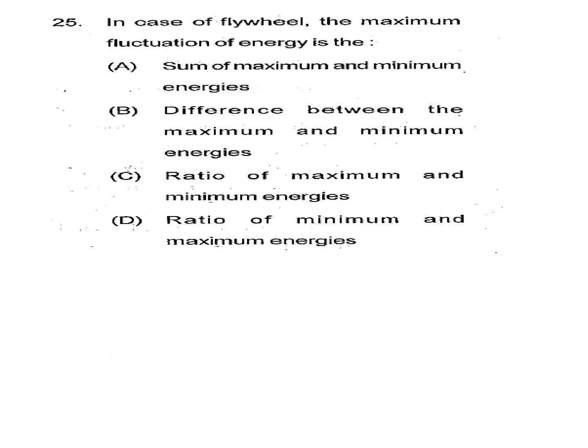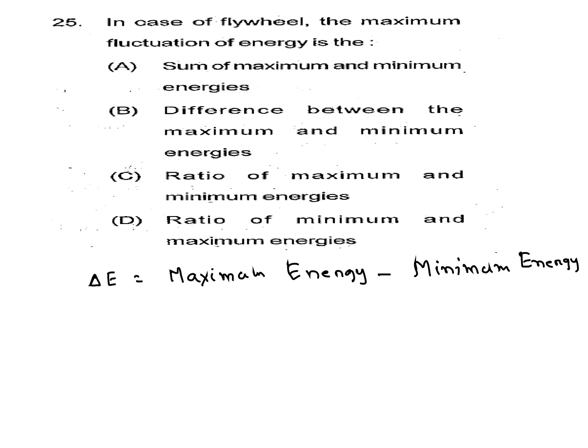Question is, in case of flywheel, the maximum fluctuation of energy is del E equal to maximum energy minus minimum energy, E max minus E min. So option B is our answer. Difference between the maximum and minimum energy.